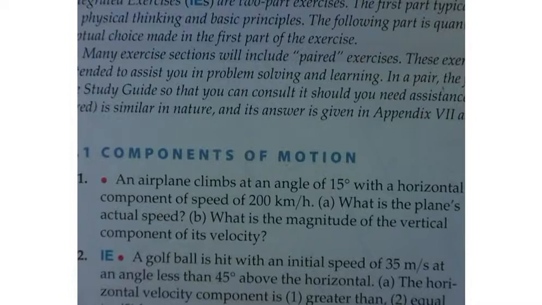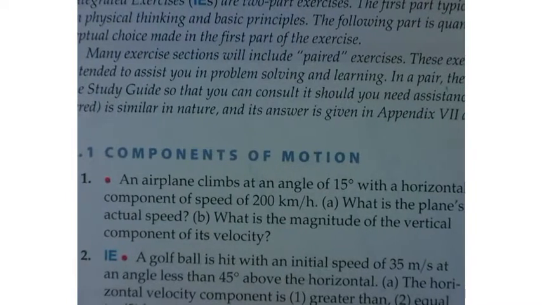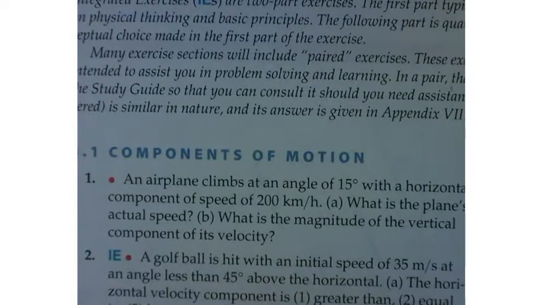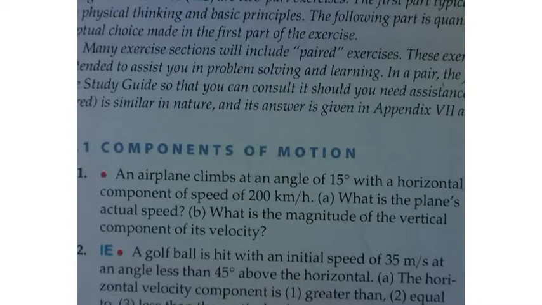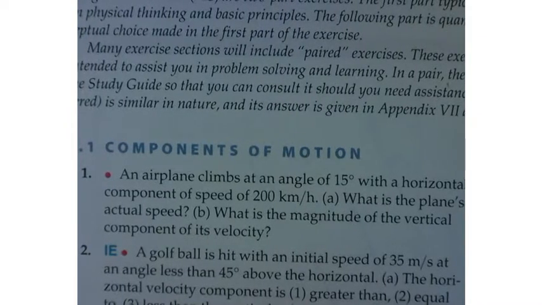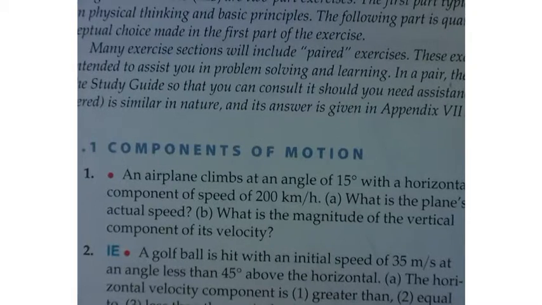Problem one in your textbook says an airplane climbs at an angle of 15 degrees with the horizontal component of speed of 200 kilometers per hour. What is the plane's actual speed? What is the magnitude of the vertical component of the velocity? We're definitely going to have to draw a picture for this. Let's list what we know, then draw a picture, and then try to solve it.